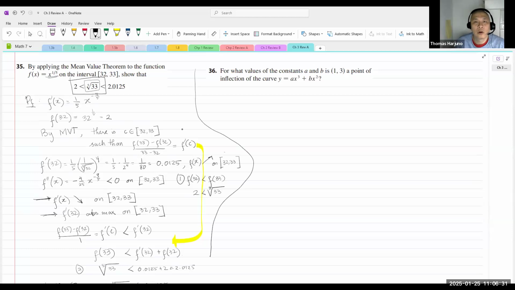Number 36. For what values of the constants a and b of this function does (1, 3) become a point of inflection? So basically it is saying that y equals a times 1 cubed plus b times 1 squared. This equals a plus b, but this equals 3. Okay, that's our first equation.